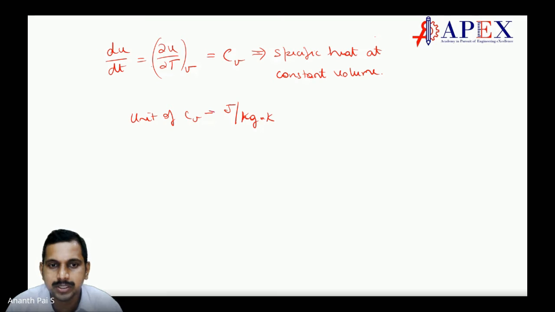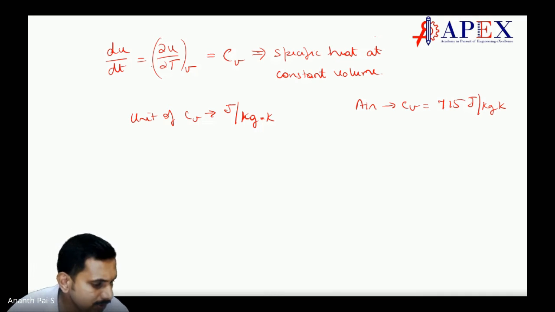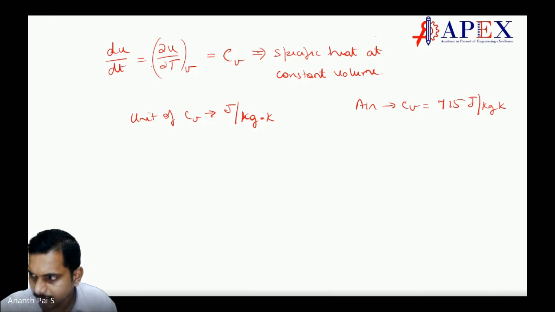Make sense, students? Now, if you consider air, for air, how much is Cv? 715 joules per kg Kelvin. Very important. 715 or 717, I suppose. Something like that. So many joules per kg Kelvin. Am I correct? Let me check it out.